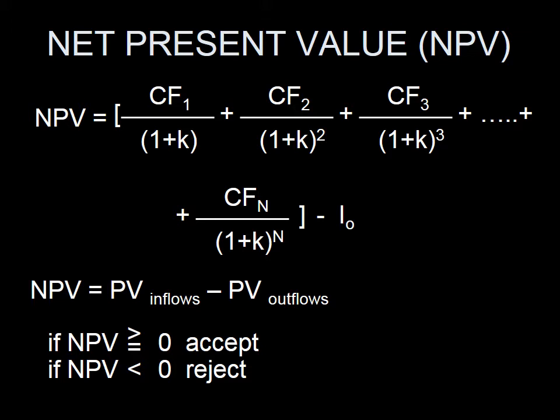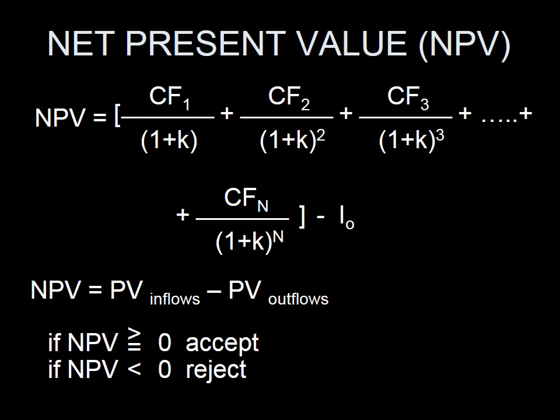So really, in the real world it would have to be greater than 0 to accept, but in theory, if it's greater than or equal to 0, we accept. If the net present value is less than 0, then you would reject the project, because that would imply that the benefits you're getting from the project don't even cover its cost of financing.